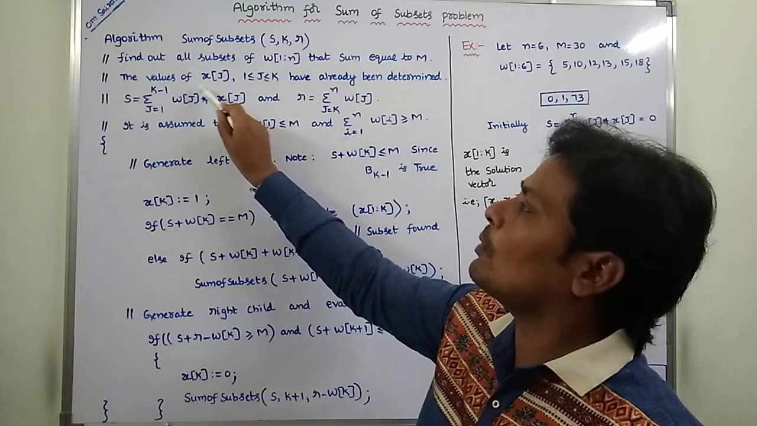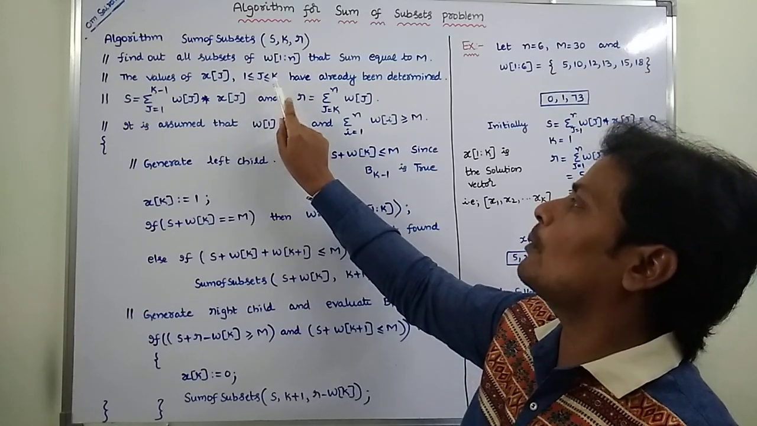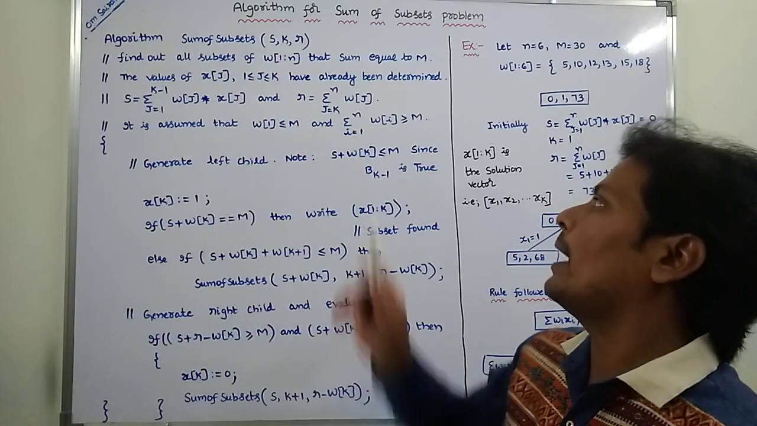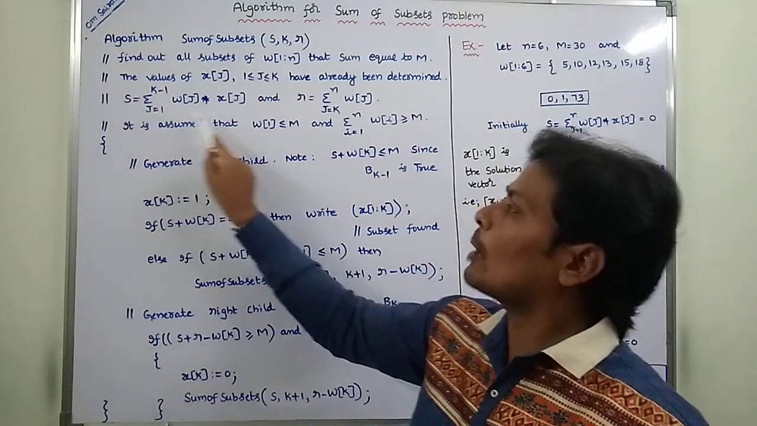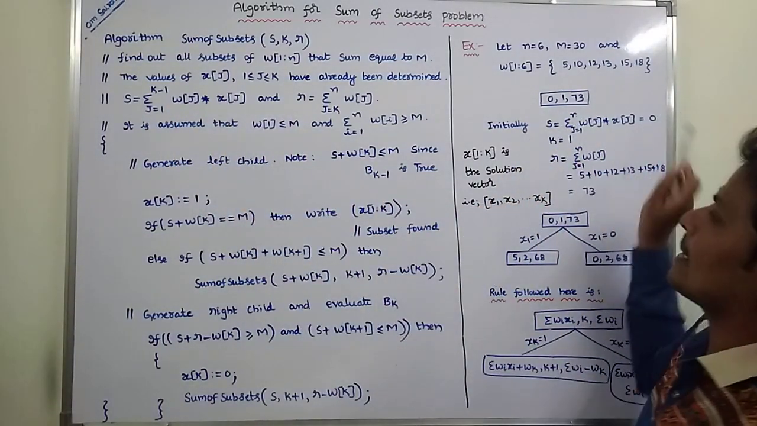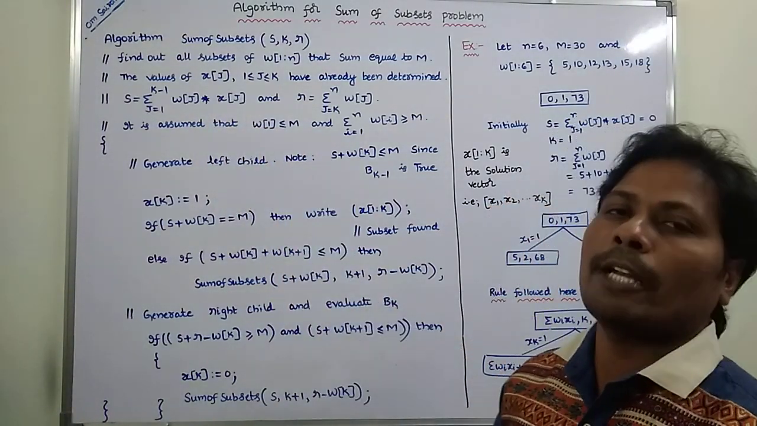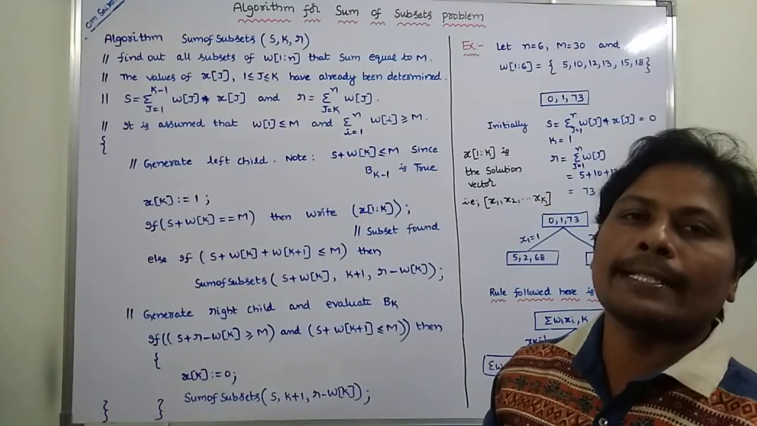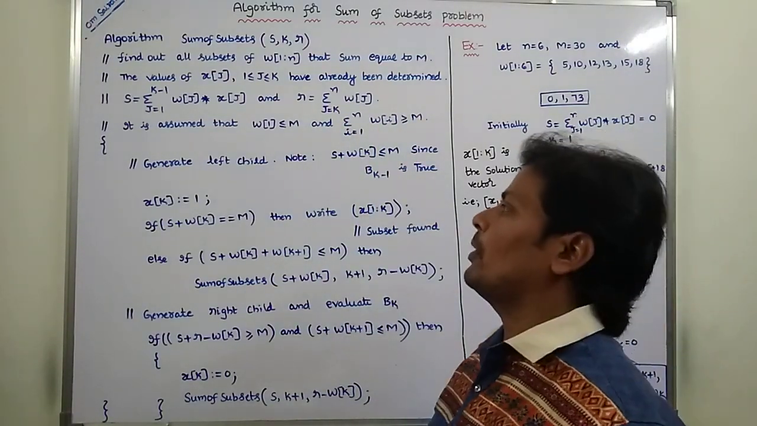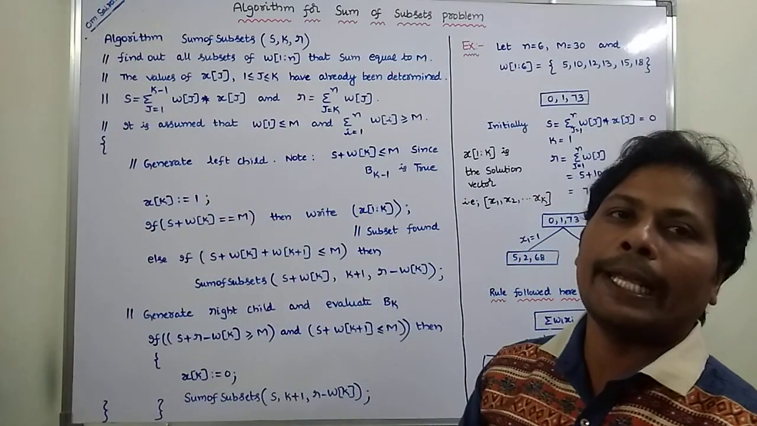We have to find out the x of j values. So those with 1 less than or equal to j less than or equal to k have already been determined. Here this is the S formula. So here we have to discuss that: the product of the weights and the solution vector values, and R is equal to the sum of the weights in the weight vector. It is assumed that W of 1 is less than or equal to M.